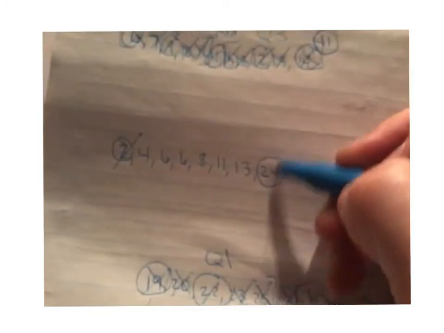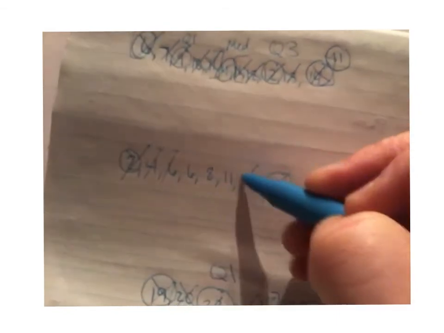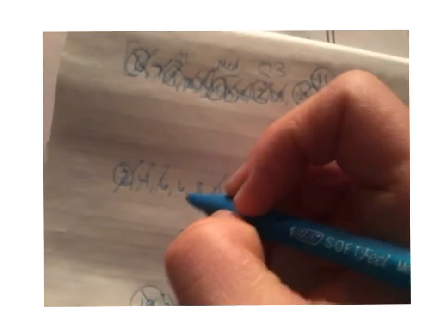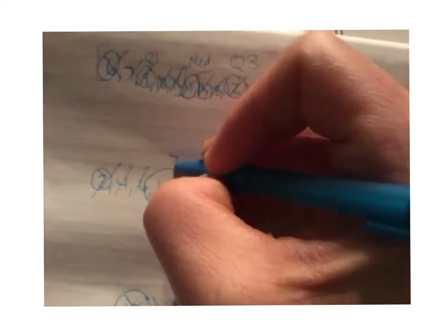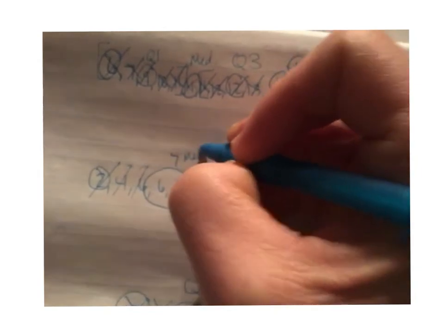Then I'm going to find my middle number by crossing out my lowest and highest. So lowest and highest, lowest and highest, lowest and highest. Now you're going to notice I have 2 middle numbers. When I have 2 middle numbers, you guys know what to do. You add them up. 6 plus 8 is 14. 14 divided by 2 gives me 7. So my middle number is actually going to be 7.